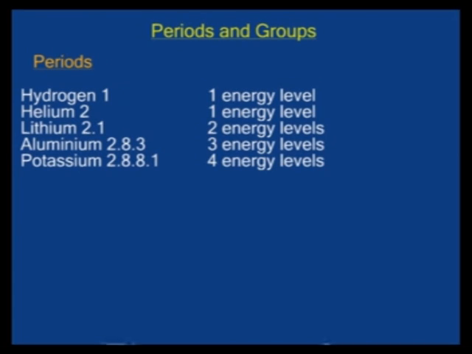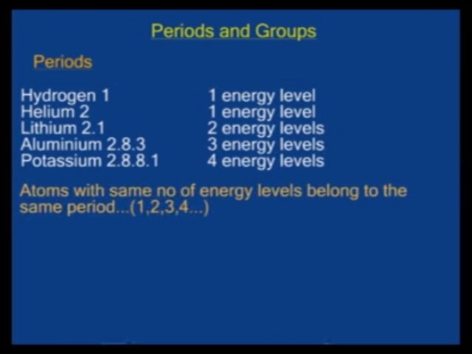For potassium, it has electronic configuration of 2, 8, 8, 1, and that means it has 4 energy levels. Now, it is important to notice that there is no empty energy level, because if you remember, we said an energy level is really not a physical thing, but rather it is a region round which electrons revolve.